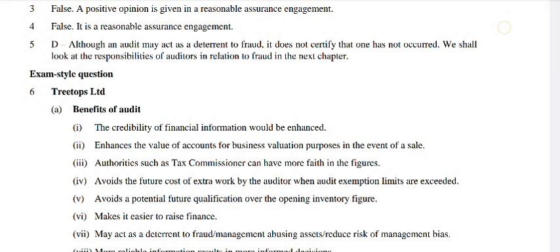Exam style question 6. Treetops Limited. Your firm acts as an external auditor of Treetops Limited, a company whose principal business activity is the manufacture and export of hammocks. Due to recent changes in the ownership form, Treetops Limited is no longer required by law to have an audit of its financial statements for the year ended 28 February 2005.